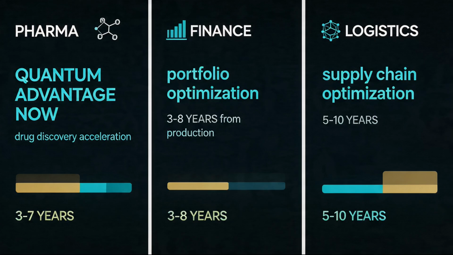In cryptography, as covered, the defensive side requires action now. The offensive threat is 15 to 20 years. The defensive migration should be starting this year.